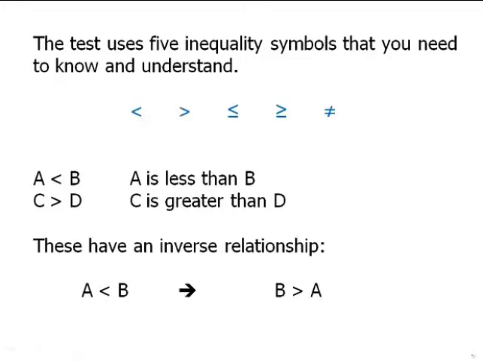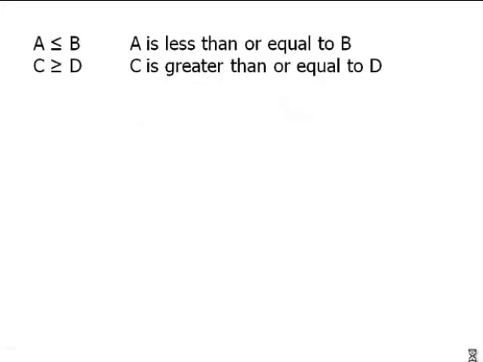Also notice that these first two have an inverse relationship. In other words, if A is less than B, that necessarily means that B is greater than A. So we can just swap the order around and reverse the direction in which the inequality is pointing. Now, the less than or equal to and greater than or equal to symbols. So A is less than or equal to B. C is greater than or equal to D. And so these are interesting because it leaves open the possibility that the two are equal or that one is bigger than the other. And again, these are also inverses.